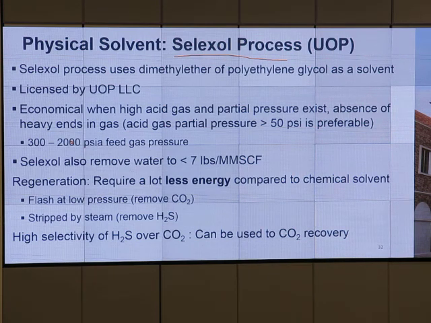Okay. Selexol also removes water to less than 7 pounds per million standard cubic foot. Regeneration requires a lot less energy. Flash to a lower pressure, it can be stripped by steam to remove H2S. It's highly selective for H2S over CO2. That's why in oxy gas plants they use the Selexol process to separate CO2 from H2S. Once you separate CO2 from H2S, then you inject CO2 underground for CO2 flooding. So Selexol can separate H2S from CO2.